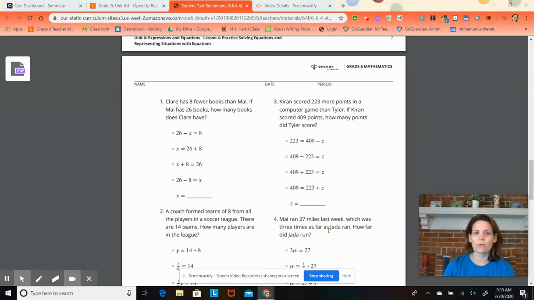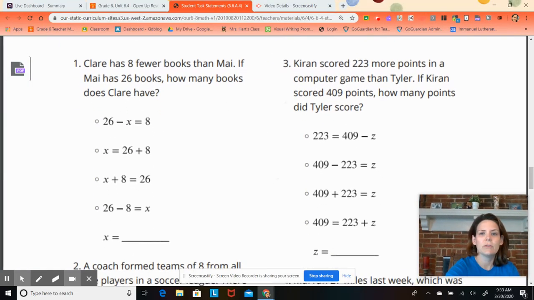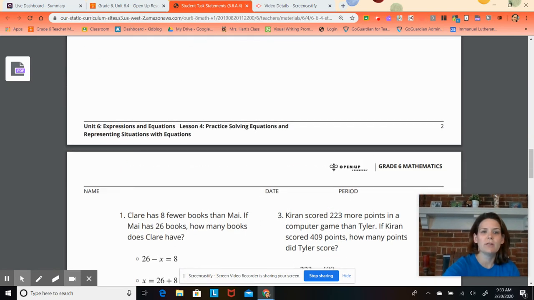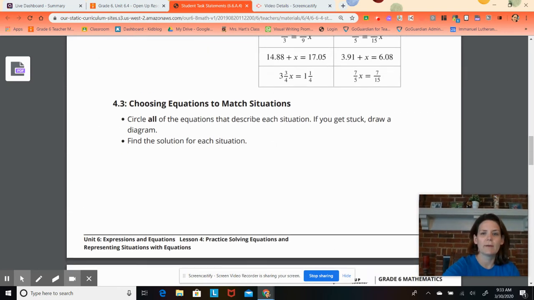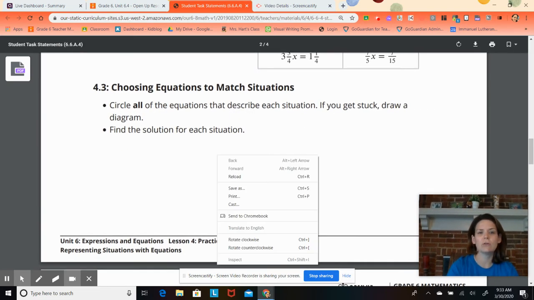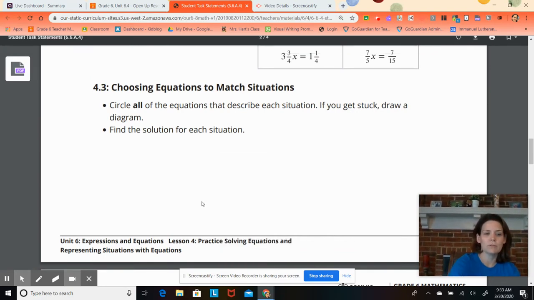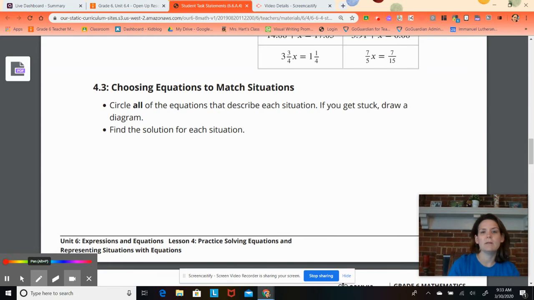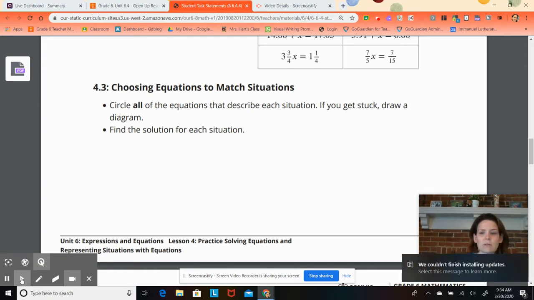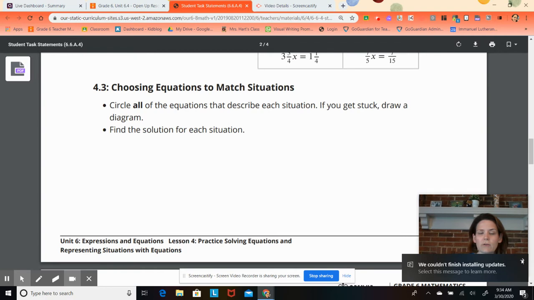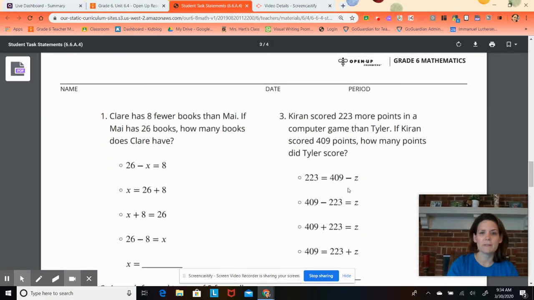All right, I wanted to go over one of these problems here with you in activity 4.3 before you start working on them. So the directions are to circle all, notice that's in bold. So there's going to probably be more than one. All the equations describe each situation. If you get stuck, draw a diagram, and then you're going to be solving each situation.